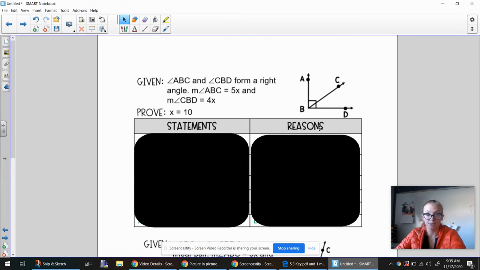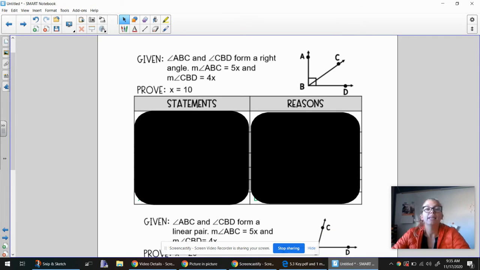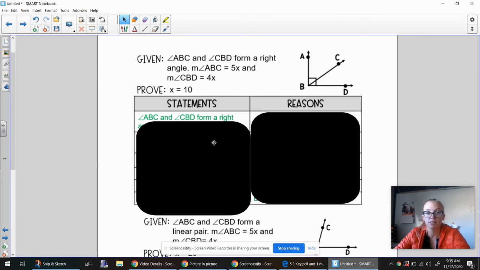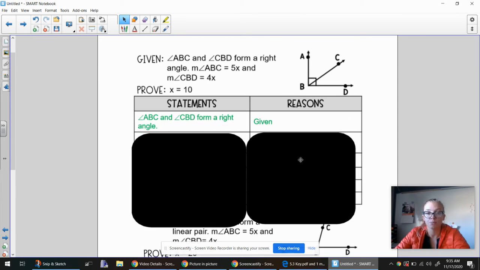Let's look at some examples. Here, angle ABC and angle CBD form a right angle. The measure of angle ABC is 5x and the measure of angle CBD is 4x. Prove that x equals 10. So we're given that the angles form a right angle.